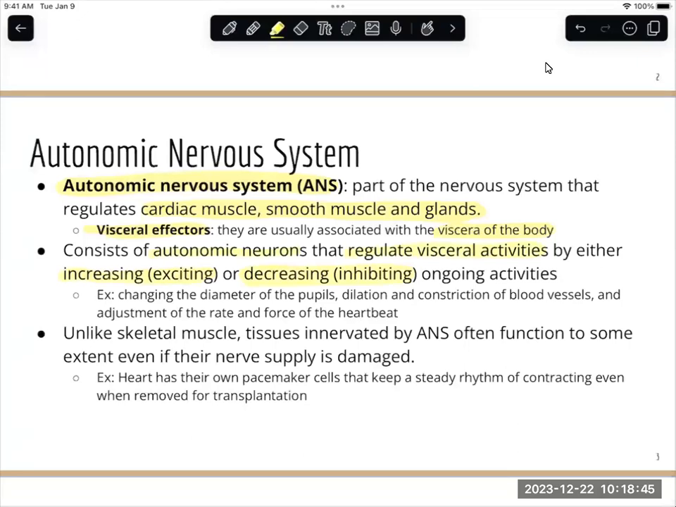So some examples from your textbook. Changing that diameter of your pupils. When it's darker out, your pupils get larger so you can see better. When it is brighter light, your pupils get smaller because you don't need as much light shining into the back of your eye. Dilation and constriction of blood vessels. When you're running, your blood vessels are going to dilate. When you're laying in bed, your blood vessels are going to constrict. They'll get smaller.